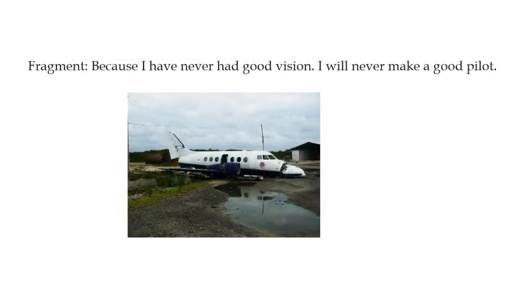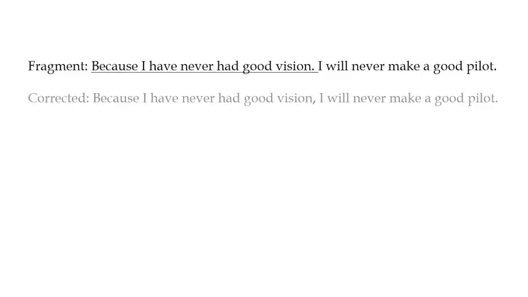Here's another example. "Because I have never had good vision, I will never make a good pilot." That first clause there, that dependent clause beginning with the subordinating conjunction, is not a complete thought. I would recommend going back and looking at those subordinating conjunctions and just trying out starting sentences with those words, and see how there's a pause there in the middle and you need that extra clause to complete the thought. There's the fragment, and there is the fix.